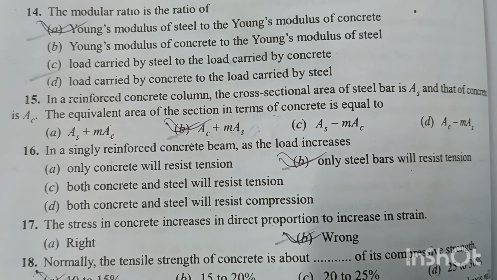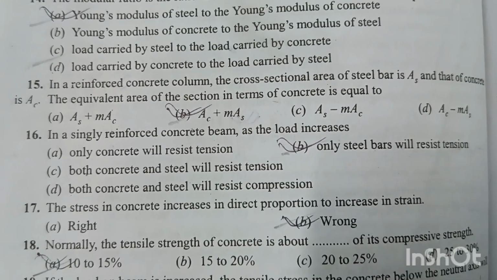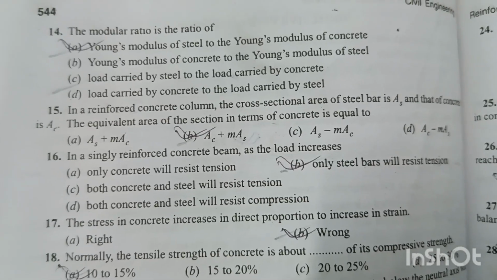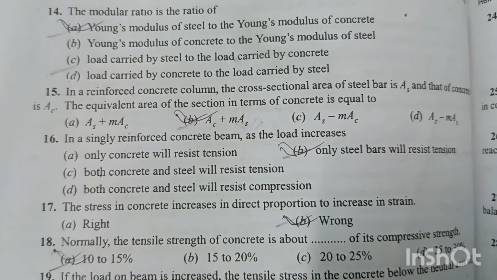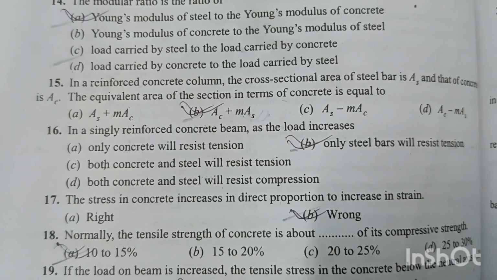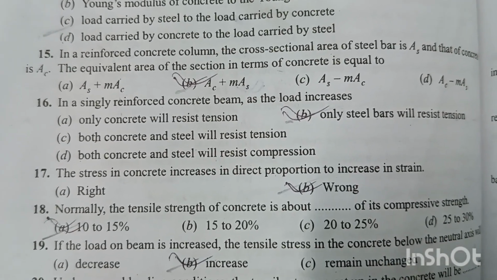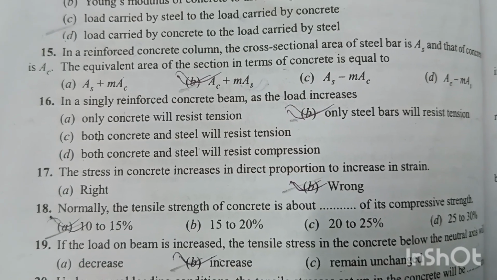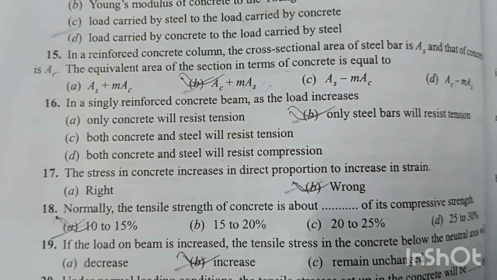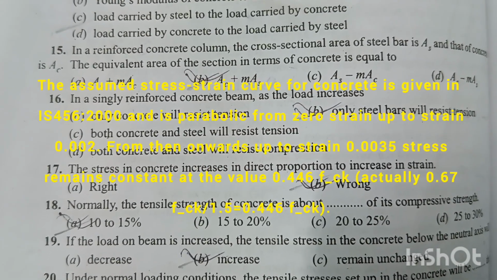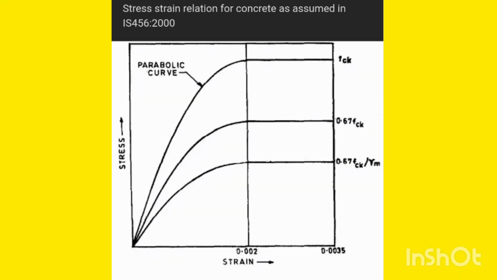Question number 16. In a singly reinforced concrete beam, as the load increases, only steel bars will resist tension. Option B is right answer because we know concrete is weak in tension. Question number 17. The stress in concrete increases in direct proportion to increase in strain. Yes, option A is right answer. Up to elastic limit, stress is directly proportional to strain.